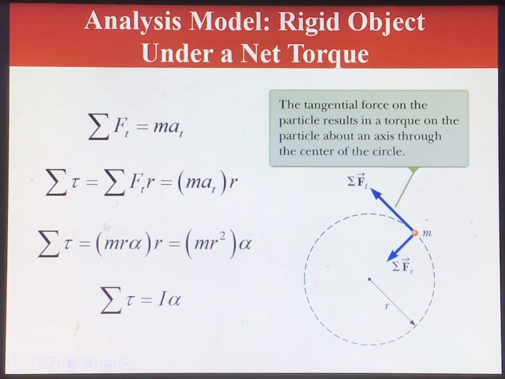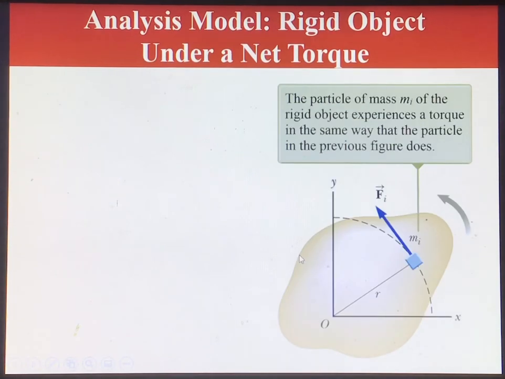Now notice that when I calculate the net torque, the radial component does not give me any contribution, because remember that I only need the component that makes 90 degrees with respect to my distance. Because the radial component is pointing in a direction parallel to the radius, it will not give me any contribution to the torque. All right.